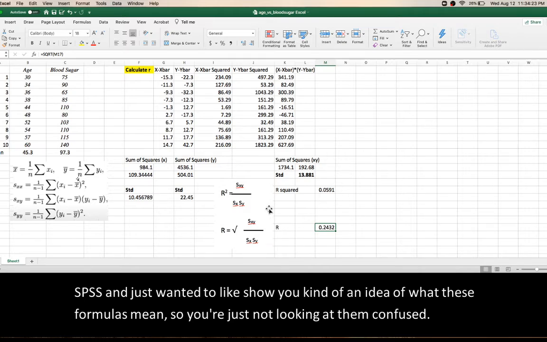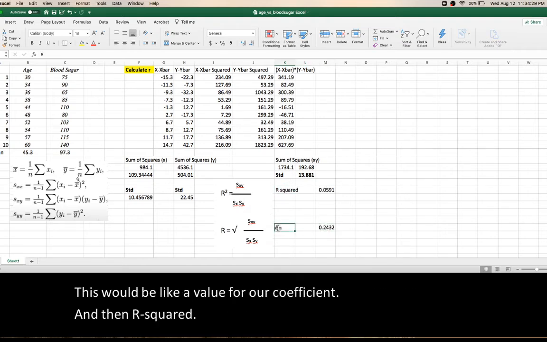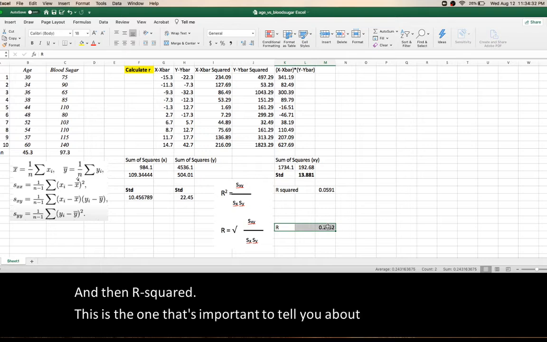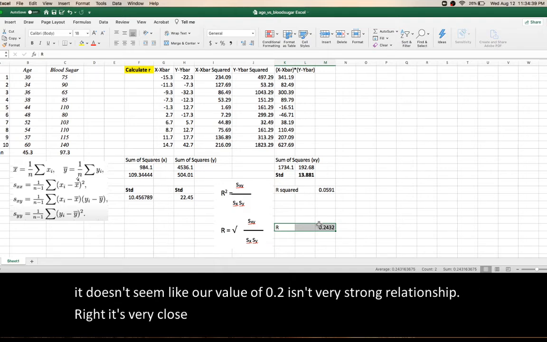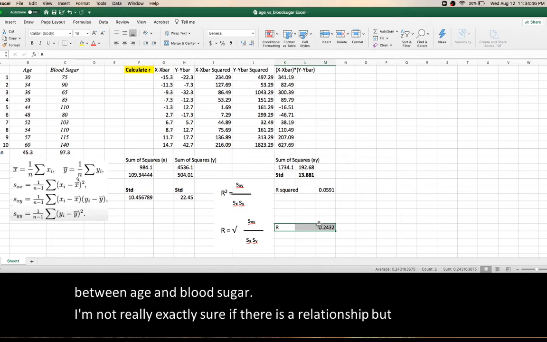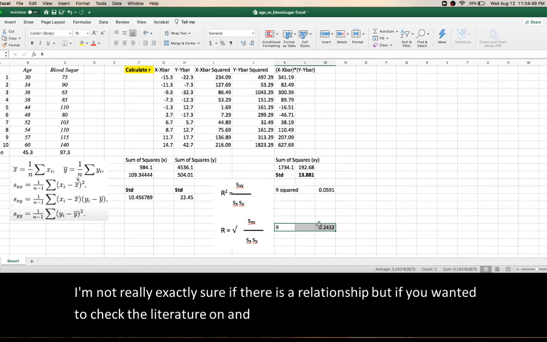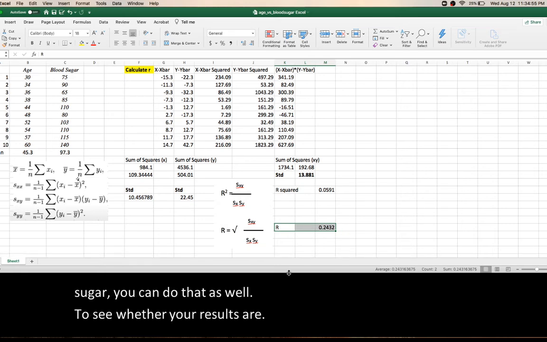And yeah, this will be a value for our R coefficient and then our R squared. This is the one that's important to tell you about your relationship. So an R value of 0.2 isn't a very strong relationship, right? It's very close to 0, meaning that there's no relationship between age and blood sugar. I'm not exactly sure if there is a relationship, but if you wanted to check the literature on that and see what it says about age and blood sugar, you can do that as well, to see whether your results are validated or not.